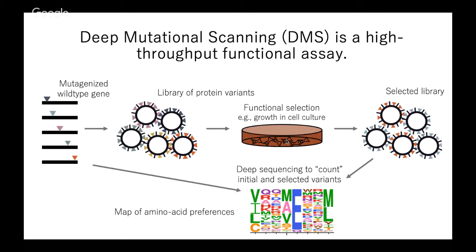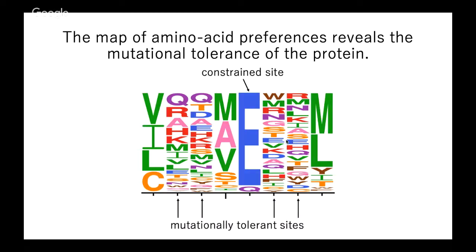So once again, after functional selection, we use deep sequencing to count the variants and infer the preference for each amino acid at each site in the protein. And if we zoom in a little bit more on this preference set, we can see that the deep mutational scanning data looks similar to the patterns of evolution we saw in that multiple sequence alignment. There are constrained sites, there are mutationally tolerant sites, but importantly, the effect of every amino acid has been measured. So in that matrix of 20 amino acids by L sites in the protein, we don't have any missing data.